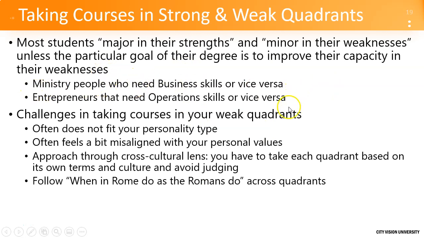So ministry people who need business skills, entrepreneurs that need operations skills. And often, whenever I took operations and accounting type courses, I at first just thought the teacher was stupid, honestly, because I felt like all the rules in the course were stupid because they have a different set of rules than what I prefer. And often it doesn't fit your personality type, and it feels misaligned with your personal values, and you try to avoid it. Use a cross-cultural lens and take each quadrant based on its own terms and culture and avoid judging. So when in Rome, do as the Romans do.